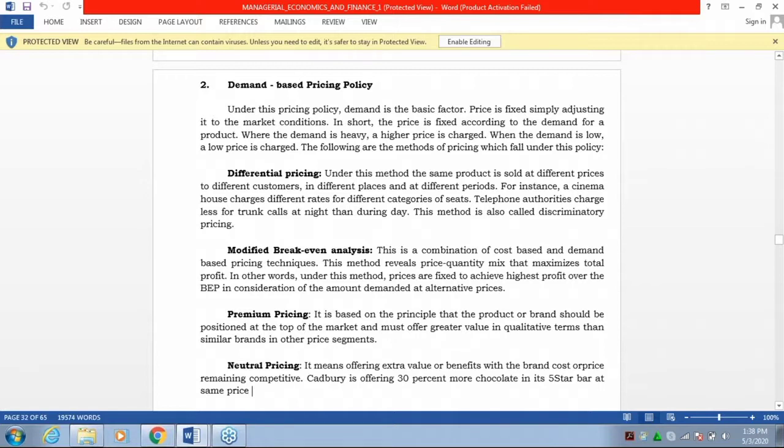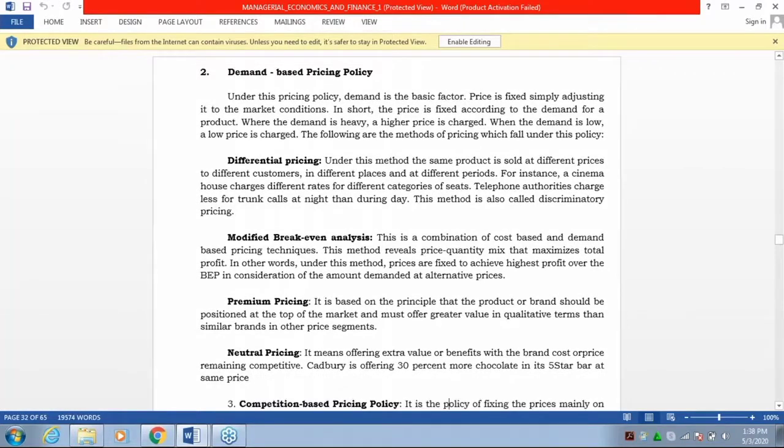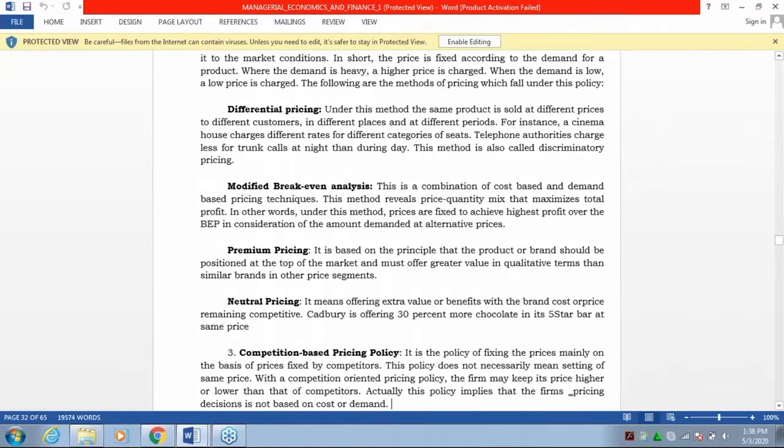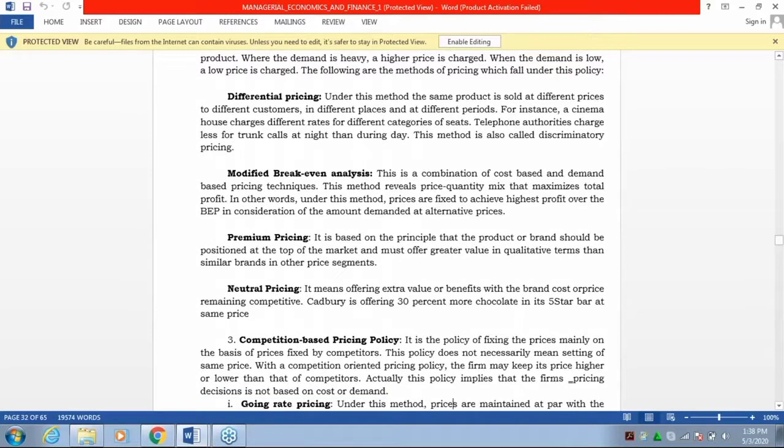Then modified break-even analysis. This is a combination of the cost-based and the demand-based pricing techniques, and this method reveals the price-quantity mix that maximizes the total profit. In another way, under this method, the prices are fixed to achieve the highest profit over the break-even point, in consideration of the amount demanded at an alternative price. Another one is premium pricing. It is based on the principle that the product or brand should be positioned at the top of the market and must also offer greater value in qualitative terms than similar brands in other price elements.